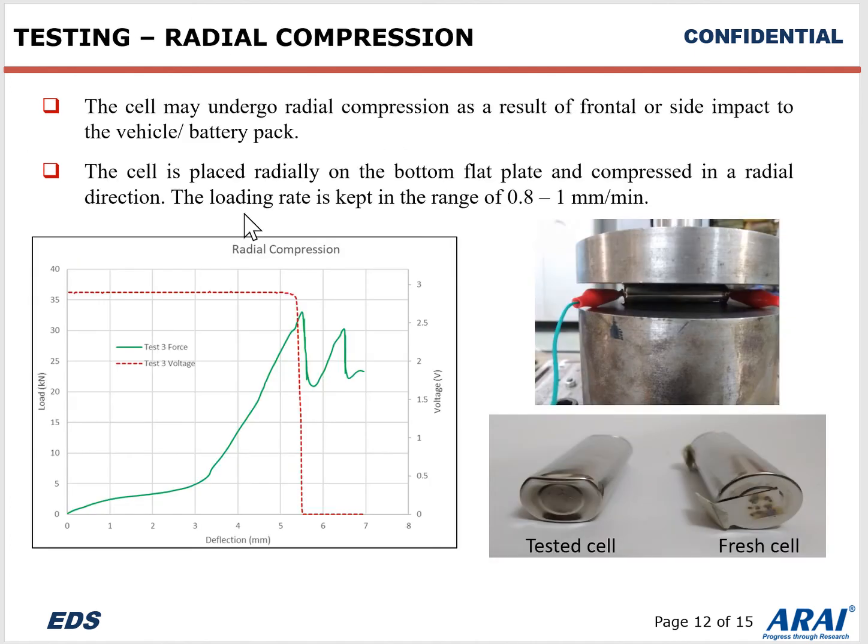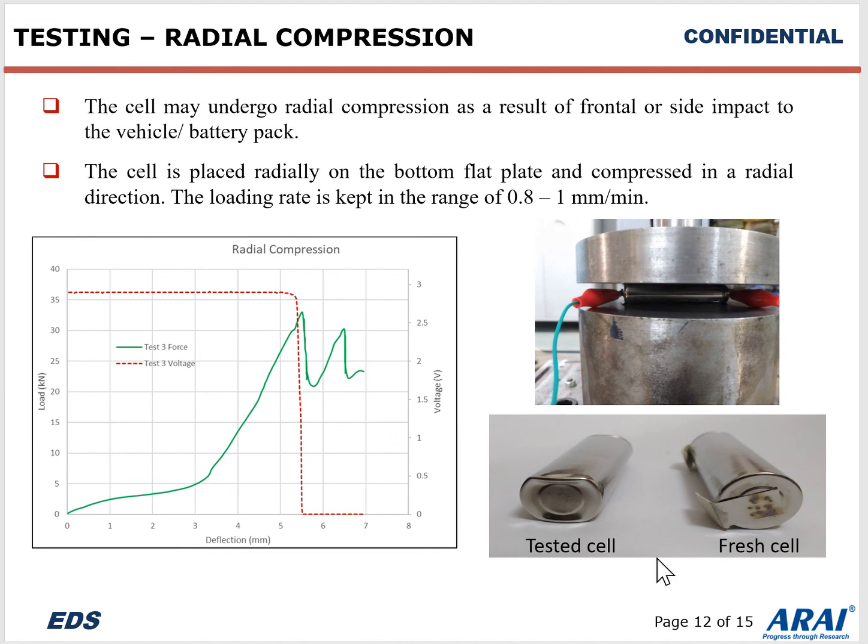Now we will go through the physical testing, that is, radial compression. The cell may undergo radial compression as a result of a frontal or side impact of the vehicle, and thus it will transfer the load to the battery pack, and in turn it will transfer the load to the cell. That is what we discuss.